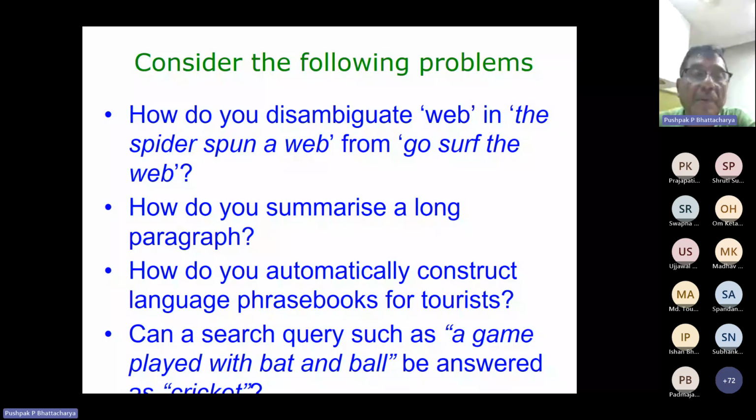So consider the following problems. How do you disambiguate a web in "the spider spun a web" from "go surf the web"? How do you summarize a long paragraph? How do you automatically construct language phrase books for tourists? Language phrase books for tourists are common terms for survival. Where is the police station? Where is the medicine shop? Where is the hospital? And so on, which are important for tourists. Can a search query such as "a game played with bat and ball" be answered as cricket? So those are the tasks, language-based tasks.